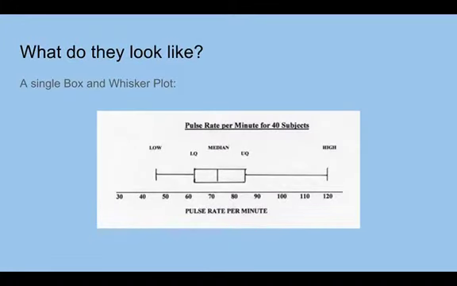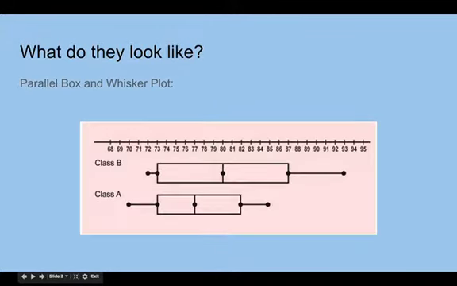Firstly, what do they look like? Well, a single box and whisker plot looks like this. You'll notice that it's got two thin bits at the end, which we call the whiskers, and it's got the solid part or the larger part in the middle, which we call the box. This one shows all the heartbeat or pulse rates per minute for 40 subjects. You can see that they range from approximately 47 up to 120.